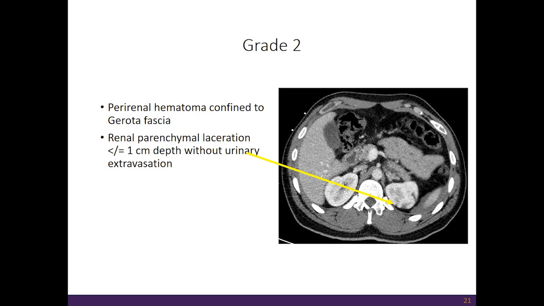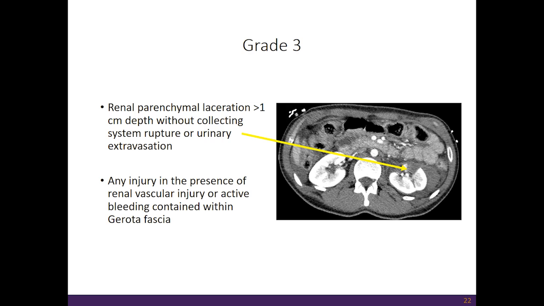Whereas grade 2, you're going to have a perirenal hematoma confined to Gerota's fascia, or you can have a renal parenchymal laceration that is less than or equal to 1 centimeter in depth without urinary extravasation. So I'm not providing you with a delayed image, but you'll have to take our word. There's no urinary leakage here, and you can see that there's about a 1 centimeter area of linear hypoattenuation in the posterior aspect of this left kidney.